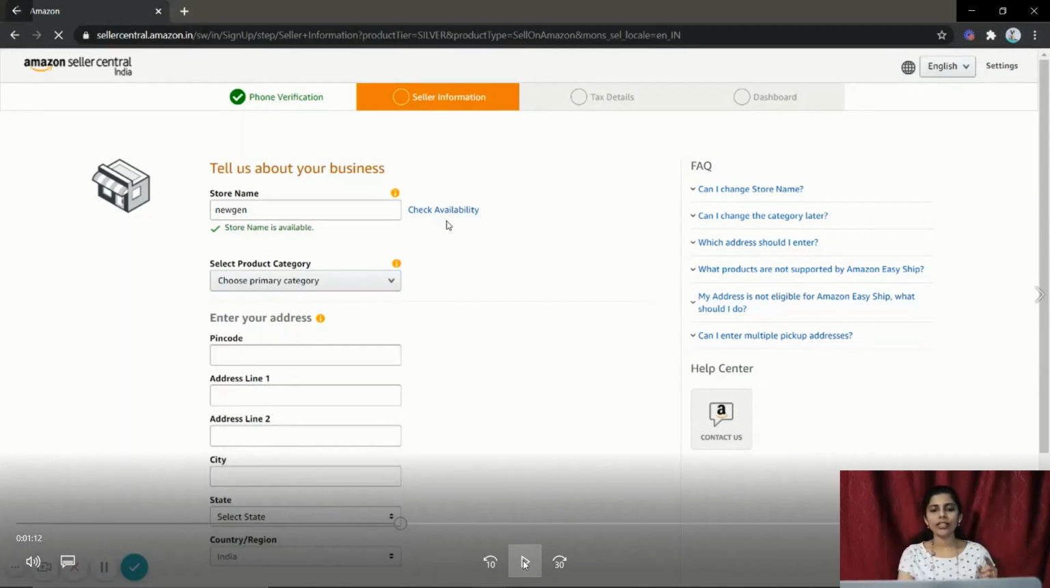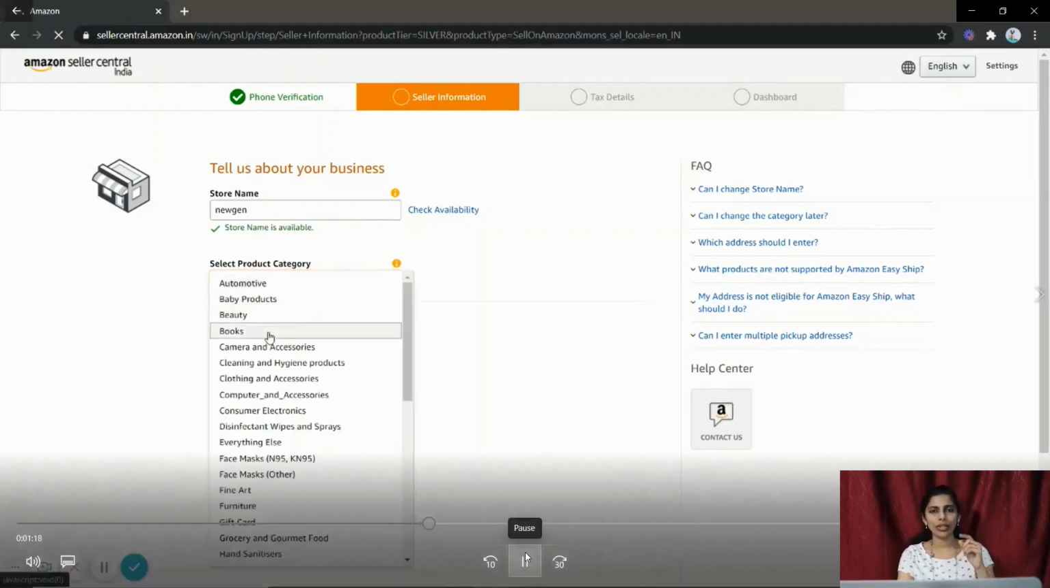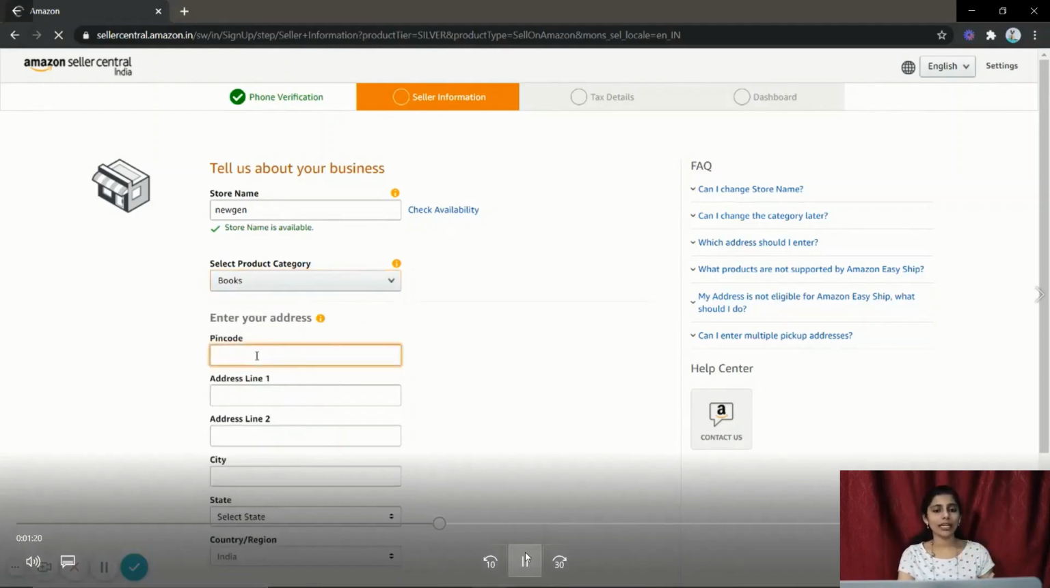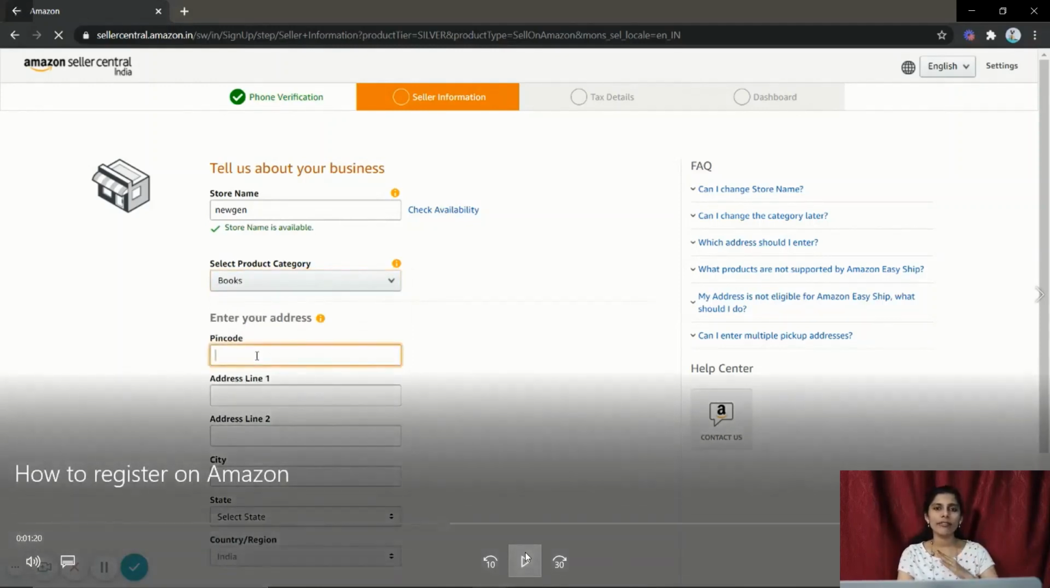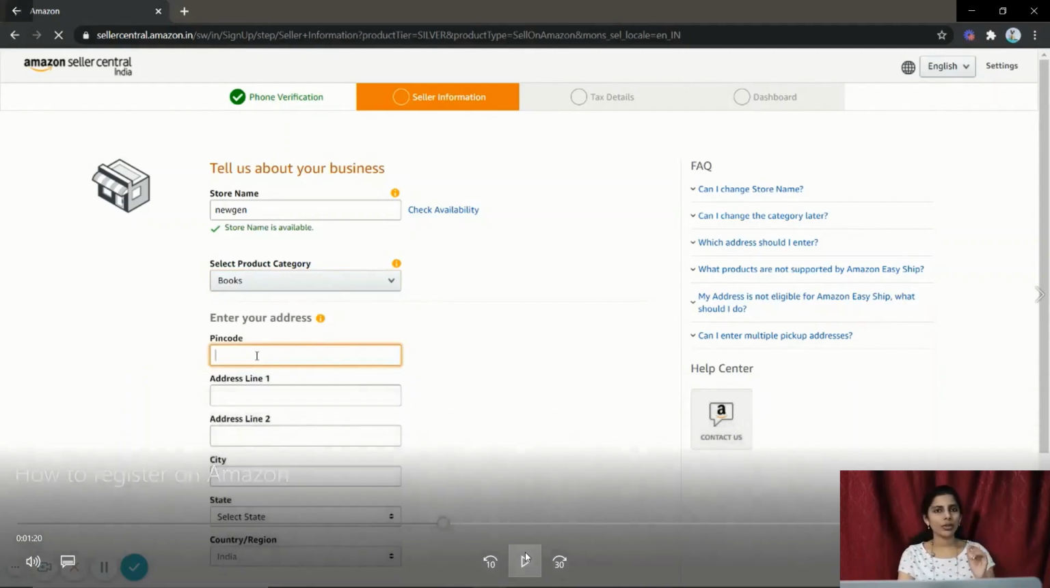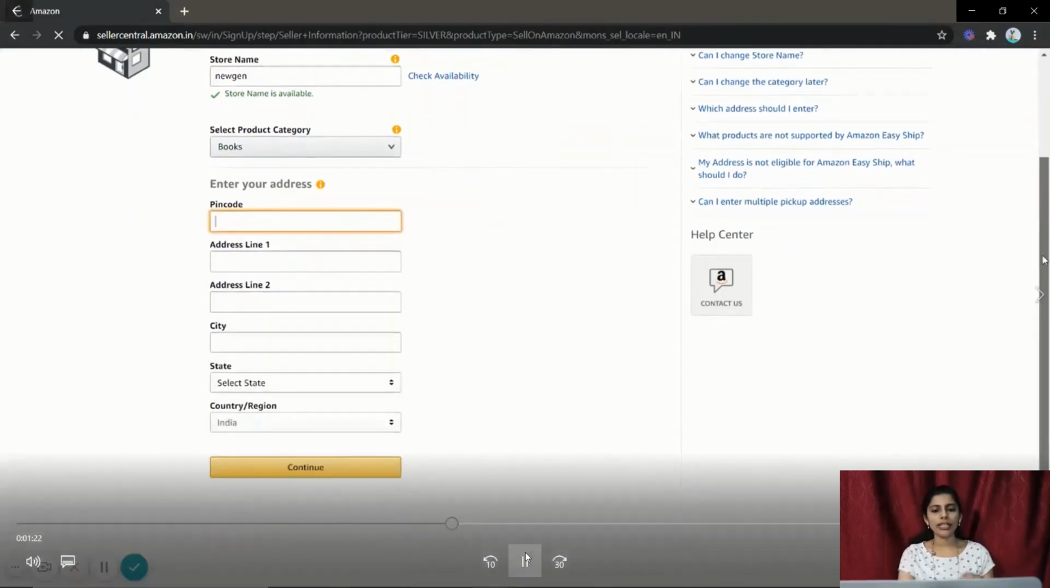Now next, you have to select a product category, and it is not necessary that you can sell in only one category, or that once you select a category you cannot change. Everything is changeable. Just select one basic category here. I have selected books for dummy purposes. Now enter the pin code, address line 1, 2, etc.